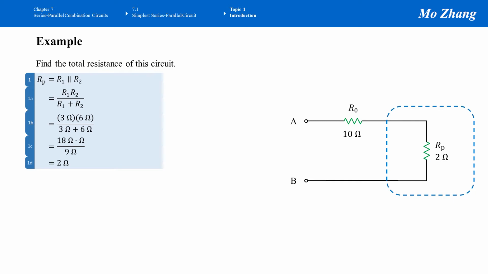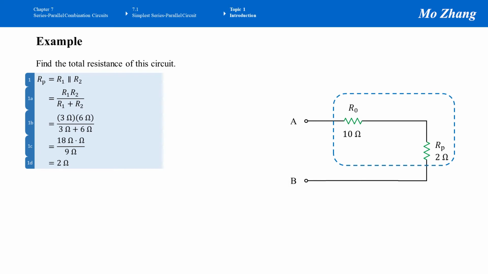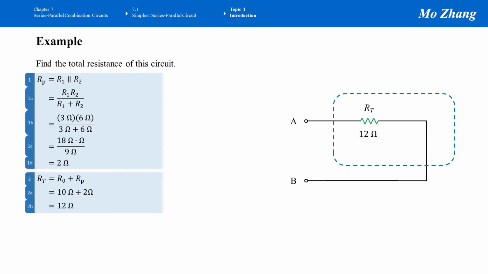You can see Rp, the 2 ohm resistor, connected in series with R0, the 10 ohm resistor. And we can find the total resistance now. The total resistance RT is the sum of both resistors, that is R0 plus Rp. Next, we just substitute the values into those variables. R0 equals 10 ohm, and Rp is 2 ohm. Adding them up, the total resistance RT equals 12 ohm.